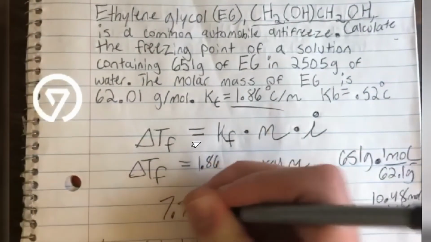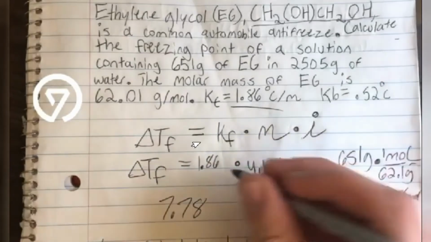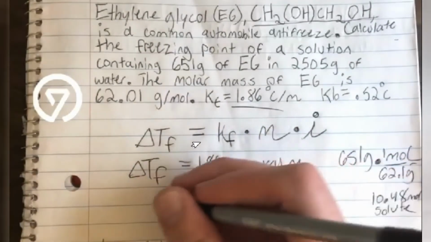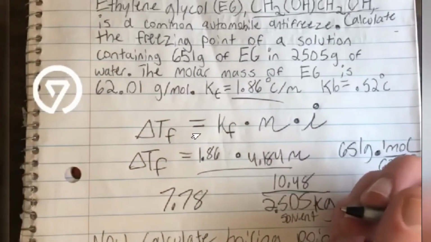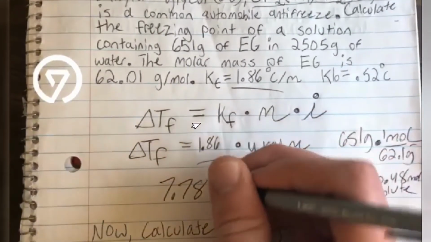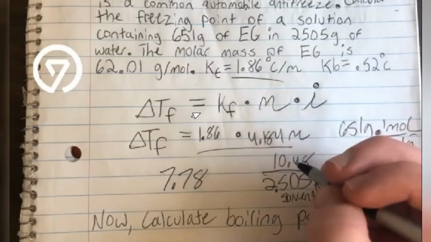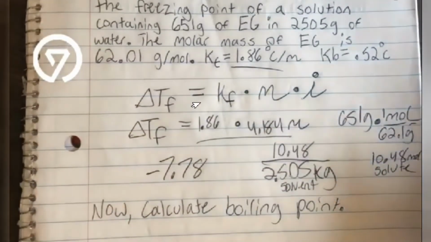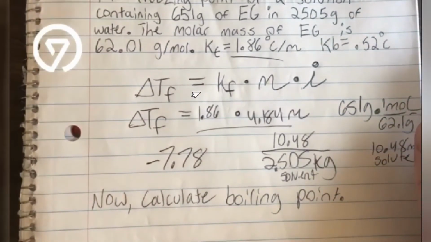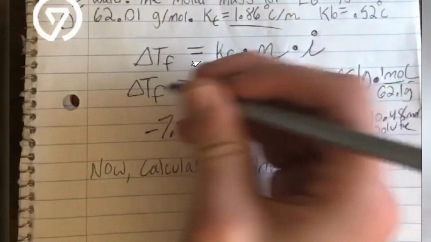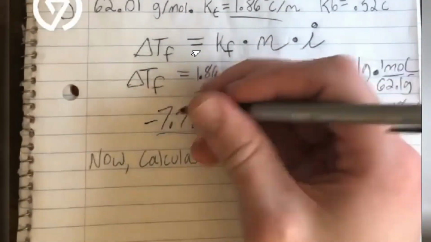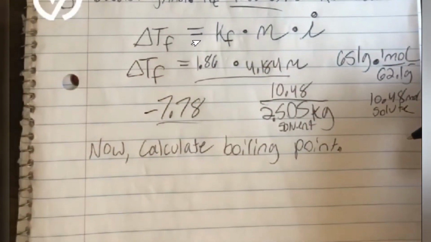Which will equal 7.78. You multiply both of those, and we know that the freezing point of water in Fahrenheit is 32, or just 0 in Celsius. Basically, it's that because it's water. So the freezing point of water normally equals 0, and since the change is that, you just put a negative sign.